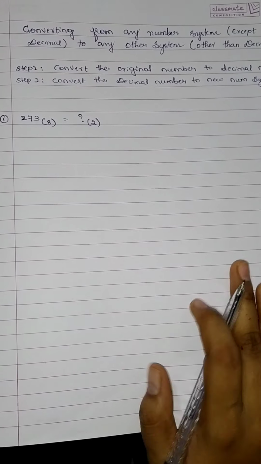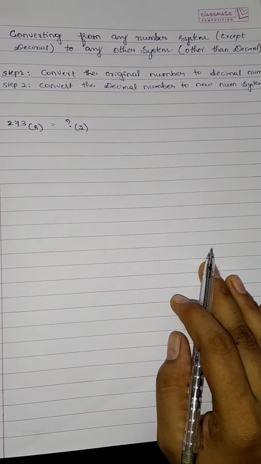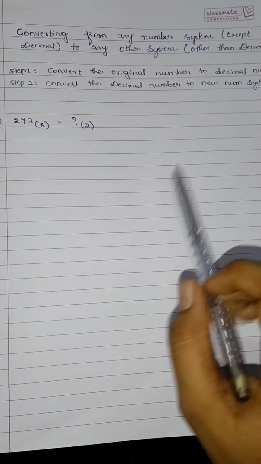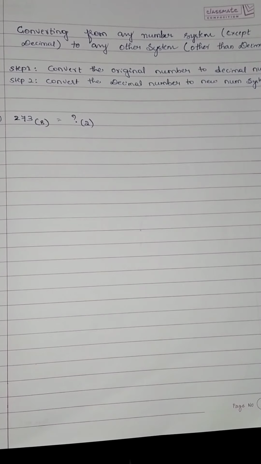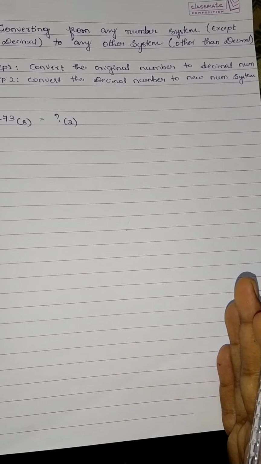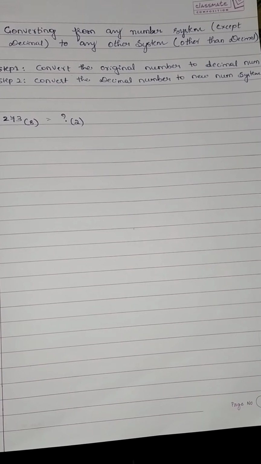So we'll see how to convert any number system into any other number system, except decimal. In order to do that, we need to follow two steps. So what are the two steps? First, we need to convert the original number to decimal. For example, if I want to convert any hexadecimal number into binary, what will be the first step? I need to convert that hexadecimal number into decimal first. Then I need to convert that decimal number into the new number system, that is binary.